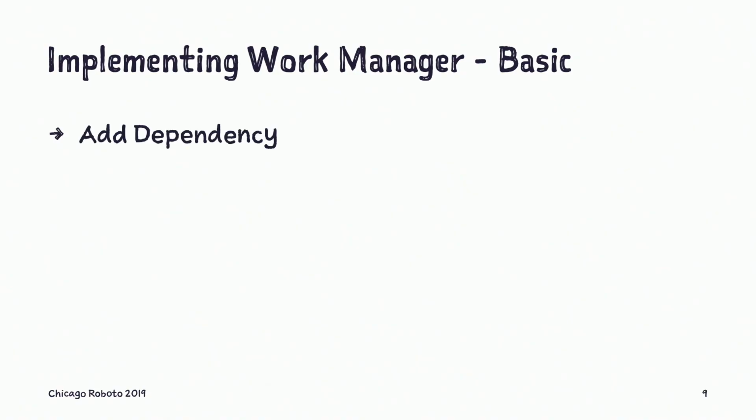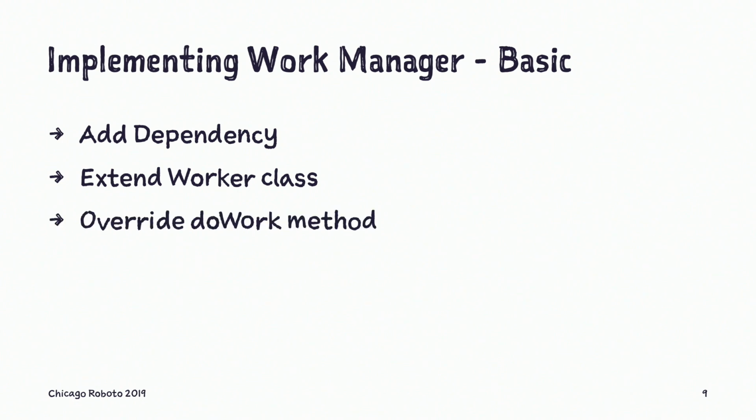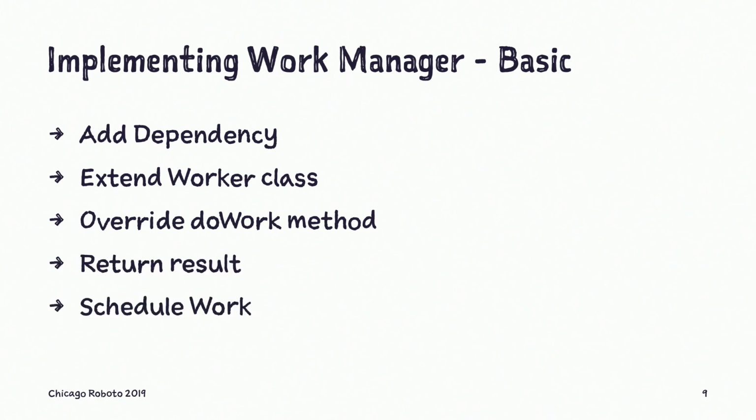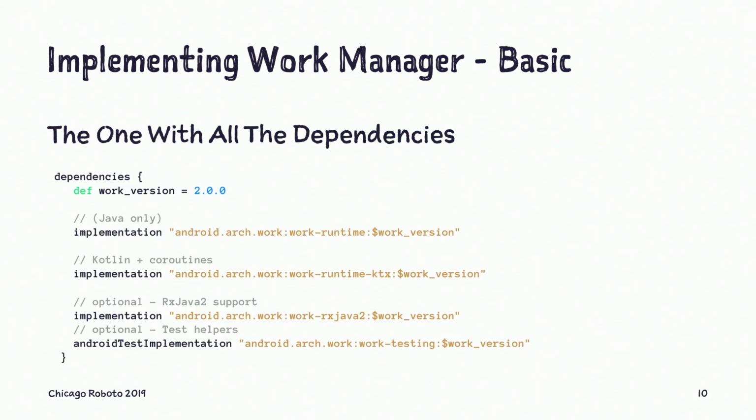So let's quickly go through an example of how you would get started with Work Manager, very basic. You would add the dependency, then you would extend the Worker class, then you would override the doWork method, you would return a result, and eventually you would schedule that work. I know this is quite a lot, we'll look at them one by one.